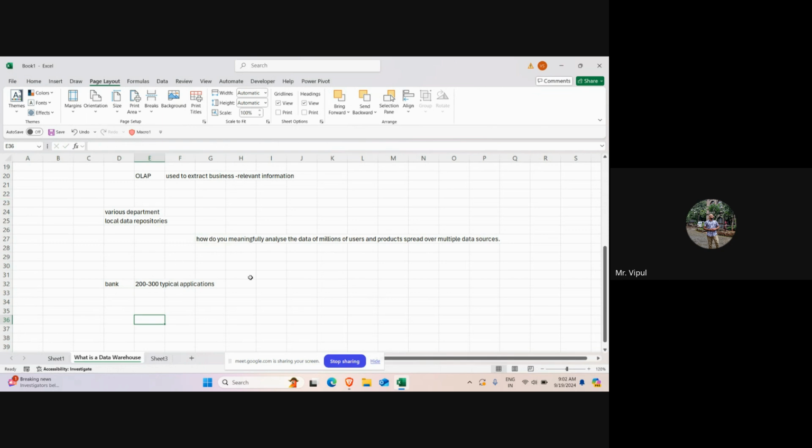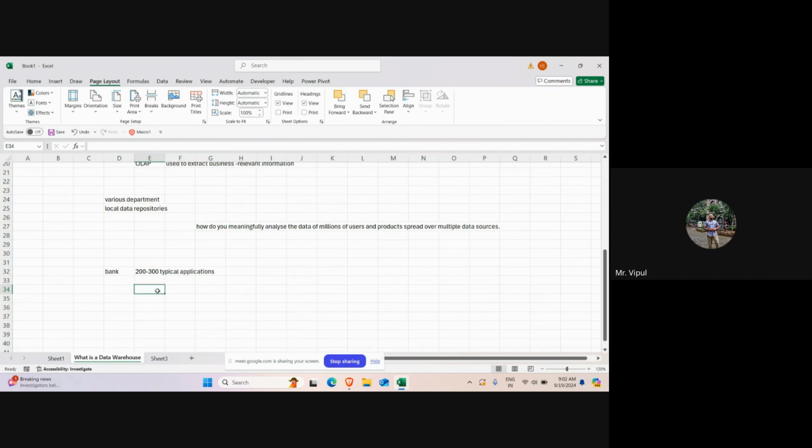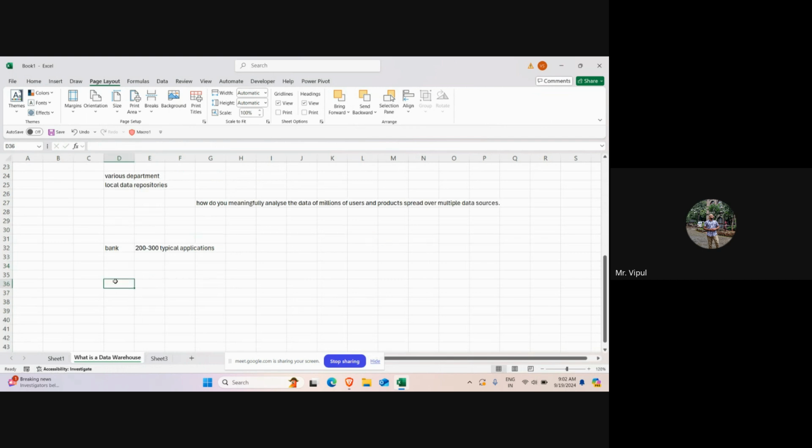But is that all? Suppose you are in an interview and you are asked the question, what is a data warehouse? What will be your answer? So there's one guy whose name is Bill Inmon. He has given a definition of what a data warehouse is.